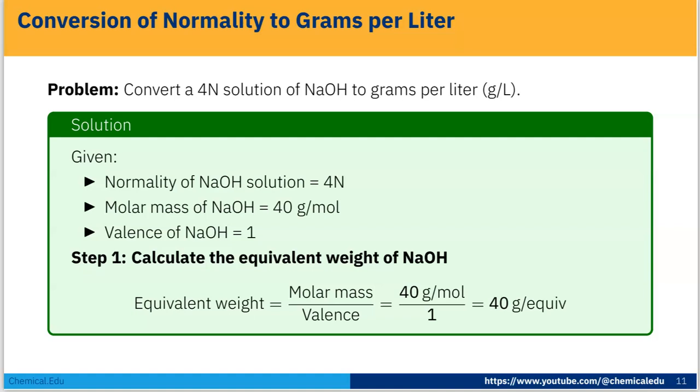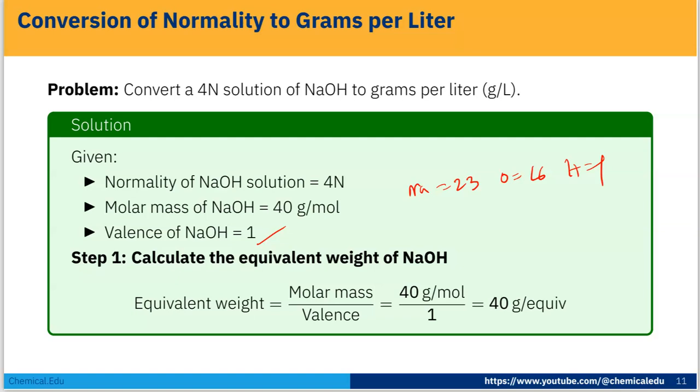Convert a 4 N normality solution of NaOH to gram per liter. The normality of the NaOH solution is 4 N, that is given. The molar mass of NaOH we know is 40. Na is 23, oxygen 16, and hydrogen 1. From that we can easily calculate the molar mass of NaOH, that is 40 gram per mole. The valence of NaOH is 1.